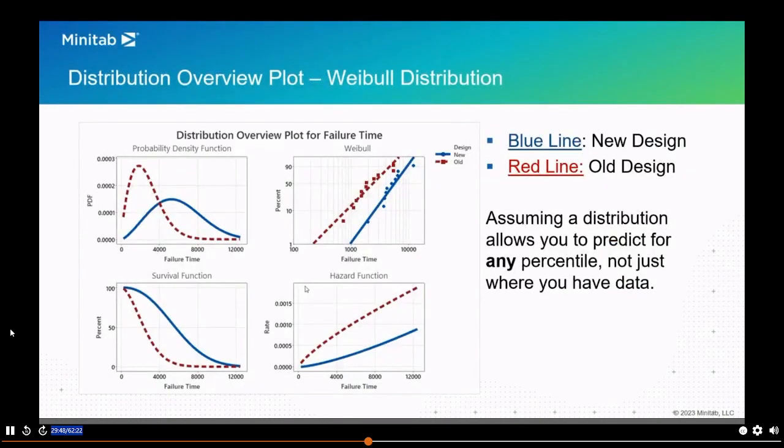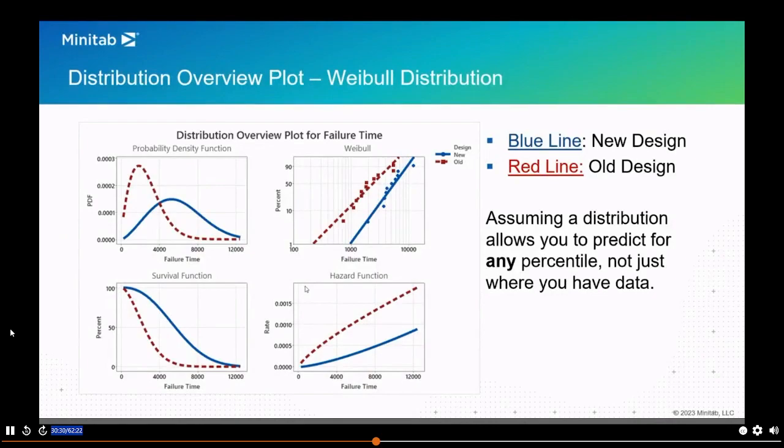So here we do get an overview of our data. The blue line is our new design. The red lines here are our old design. And we can see it in a few different ways. That's one thing I do like about the distribution overview plot. In the top left corner, we see the overall shape of the distribution, right? We see that the new design, the blue line, is maybe kind of close to a bell-shaped curve, although it still has a longer right tail. The red line, the old design, definitely has a non-normal distribution, right? It's got a very right skewed long tail on the right.